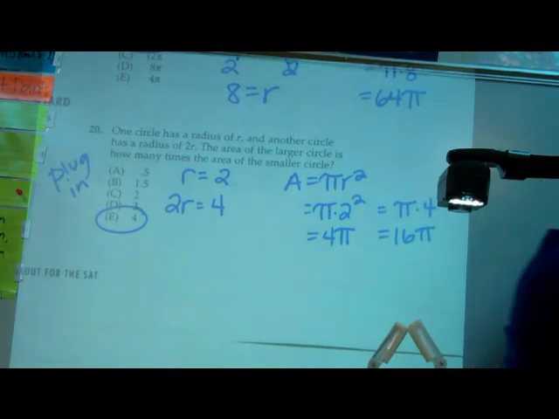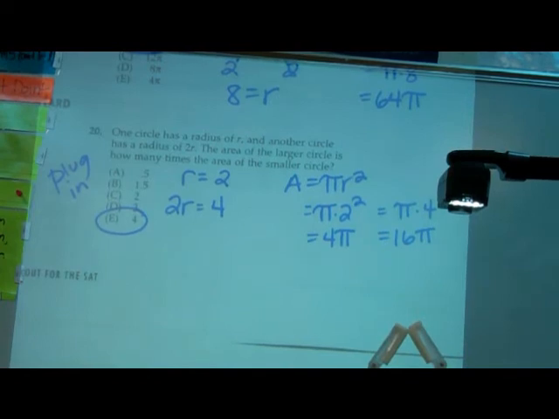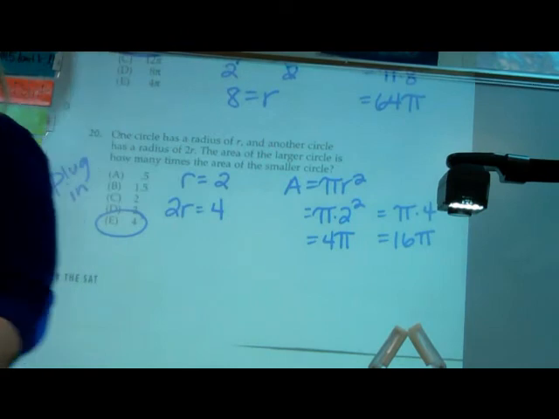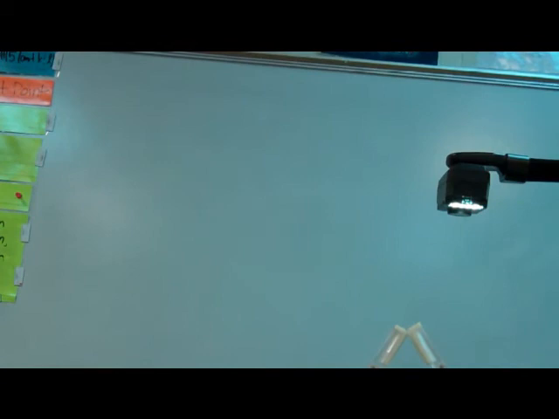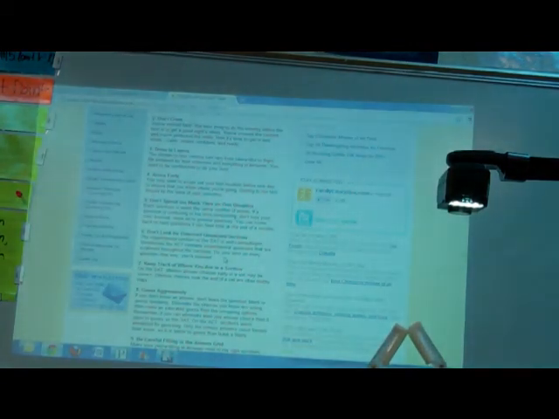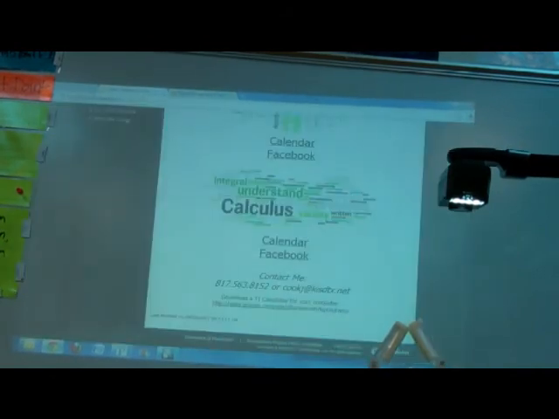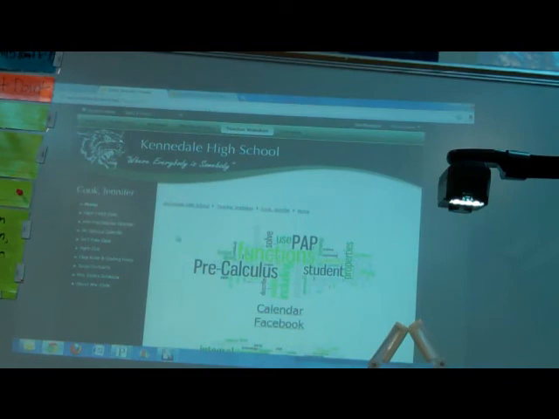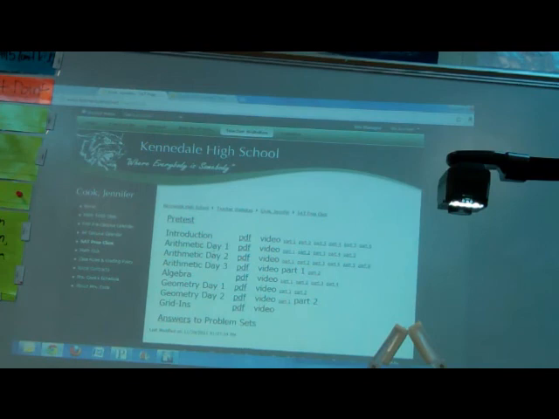So, let me show you where to find this stuff online, and then we'll talk about grid ends and some general test taking strategies, and then we'll be done. Any questions? So, if you've missed any of the classes at all, if you go online to the high school website, and then you go to teacher websites and you find my name. Off to the left over here it says SAT prep class. So if you click on that, here's links.